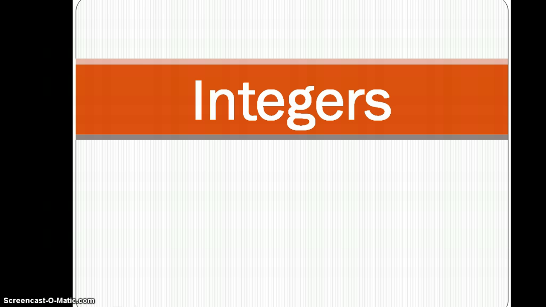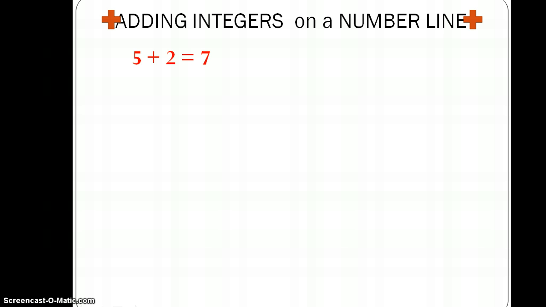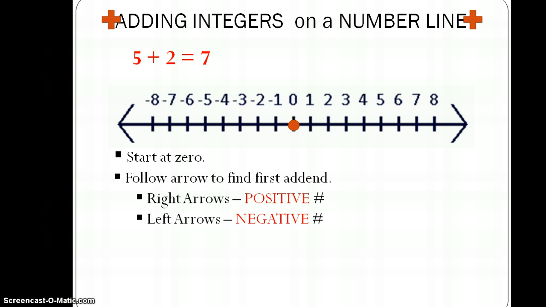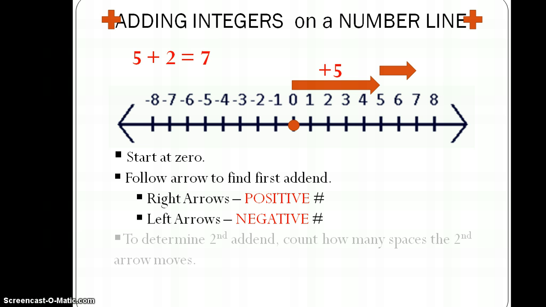Now let's go through some examples. Here's an example of basic math, 5 plus 2 equaling 7. We're going to look at that on a number line. So you're going to start at 0. Once you do that, you're going to follow the arrows. When you're going positive, you're going to the right, negative, you're going to the left. So here we're going to start by going plus 5 to the right, because positive is to the right, and then plus 2 more to the right, and that's how we arrive at 7.